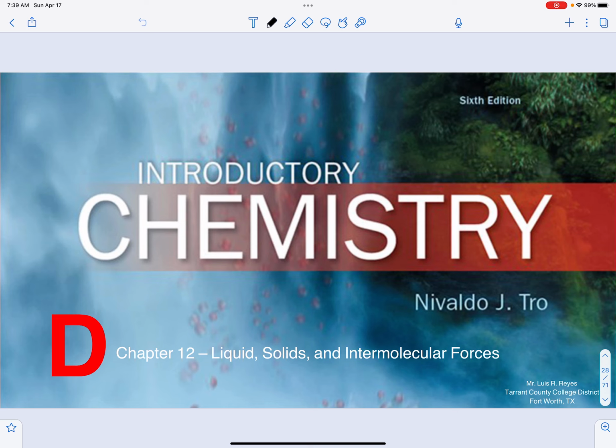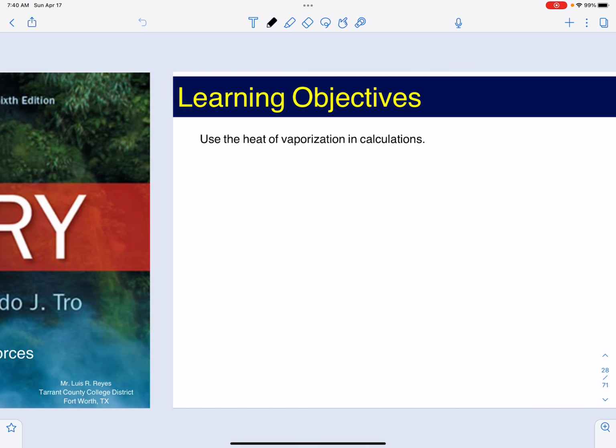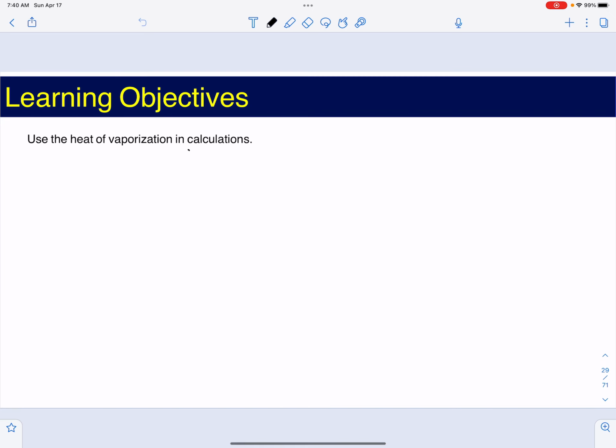Specifically on this part, we are going to talk about calculations to determine the amount of heat released or absorbed when something vaporizes or condenses. And we also can see, based on the energy that we need, what mass or amount of matter we can condense or evaporate. So we're going to be doing calculations in relation to vaporization, but also to condensation.